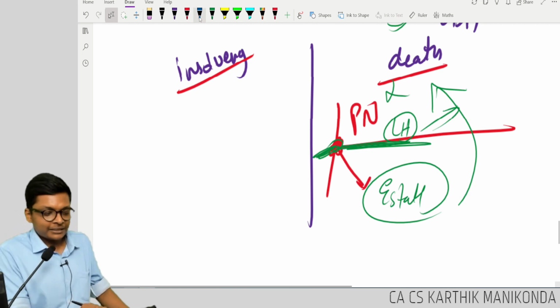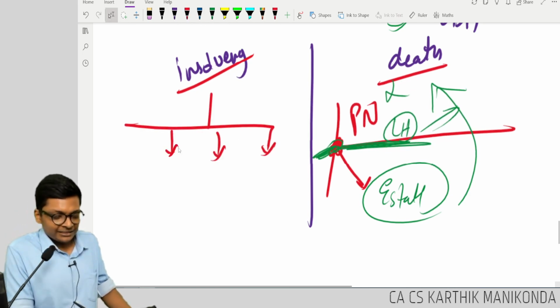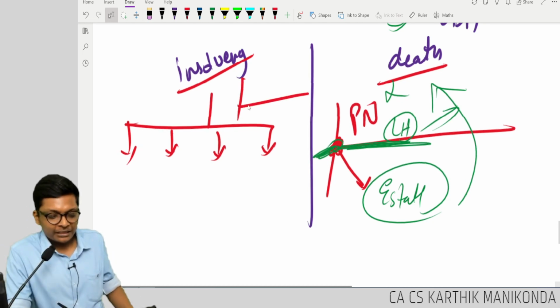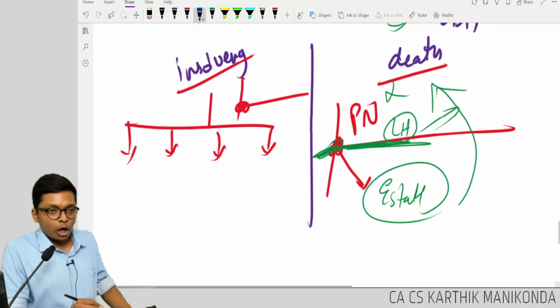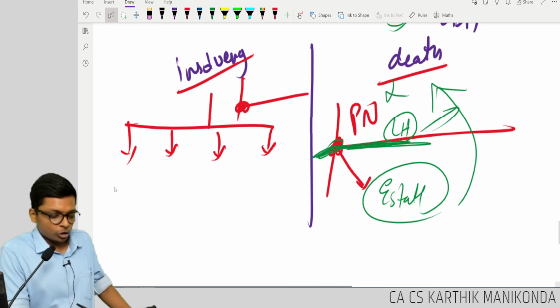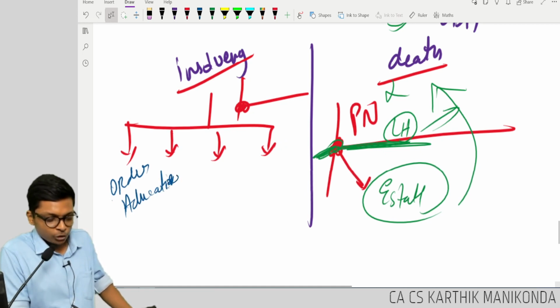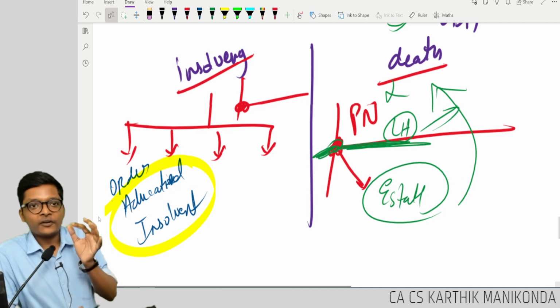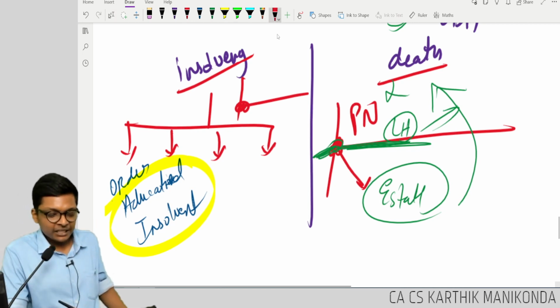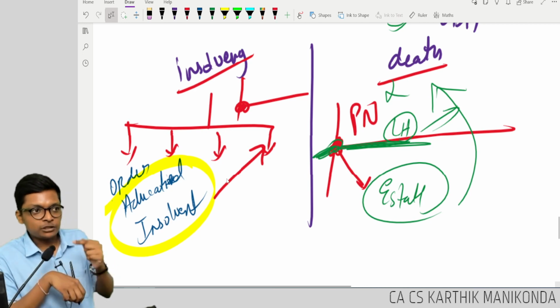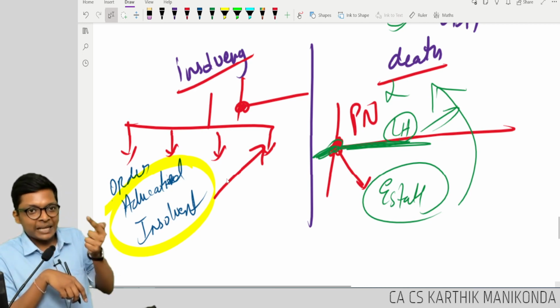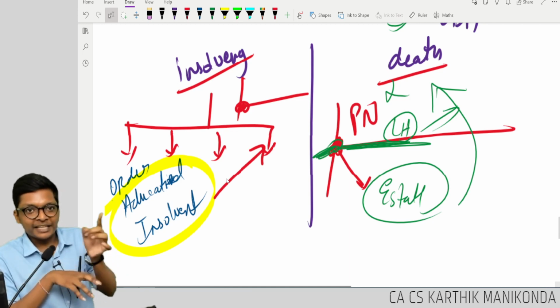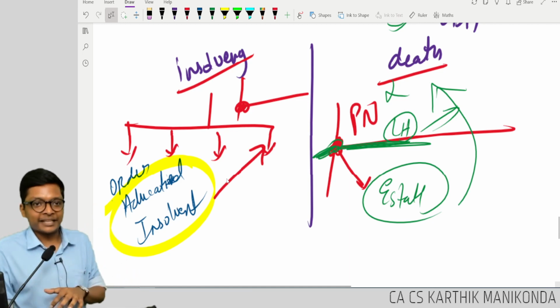Are you following? When it comes to insolvency, when does insolvency take effect? When is the partner ready to leave? When the order for insolvency is passed, the adjudication order. Only when the partner is adjudicated as insolvent, he will leave the firm. Correct? Yes or no, guys? Okay. Once he leaves the firm, the firm is not liable for acts of the partner, and the partner is not liable for acts of the firm after the date of the order of adjudication. Clear, guys?